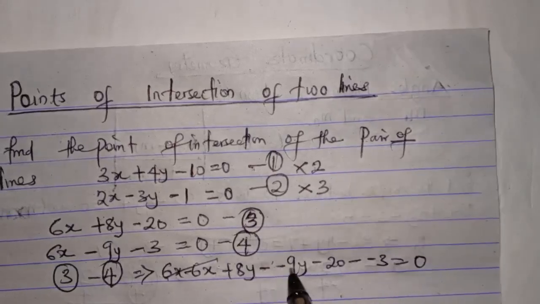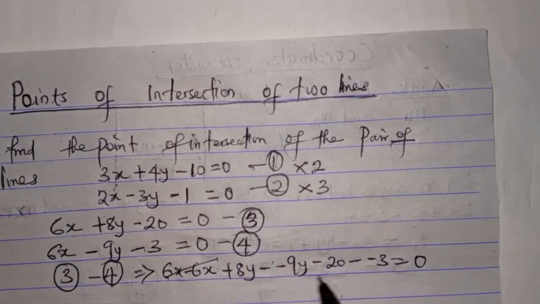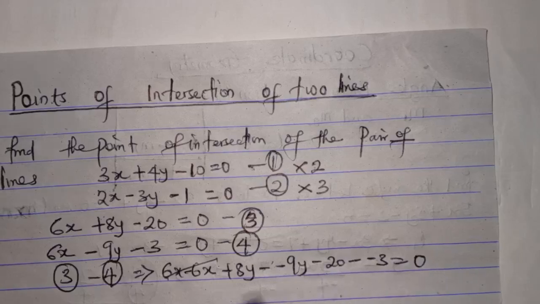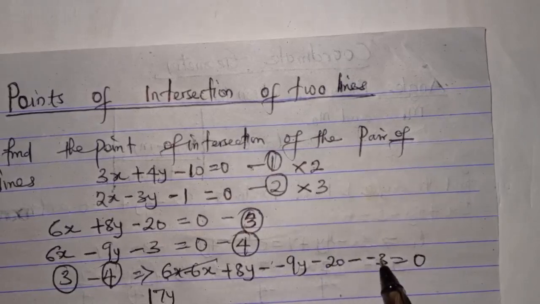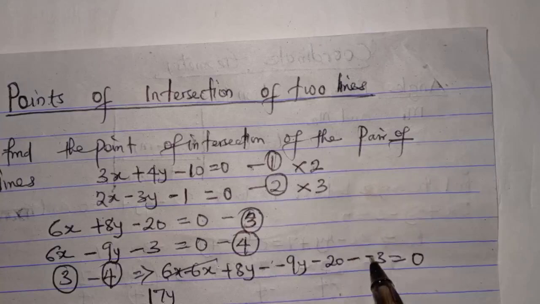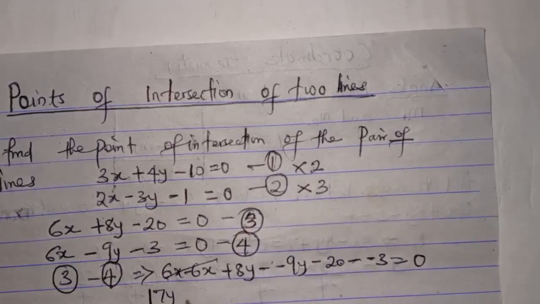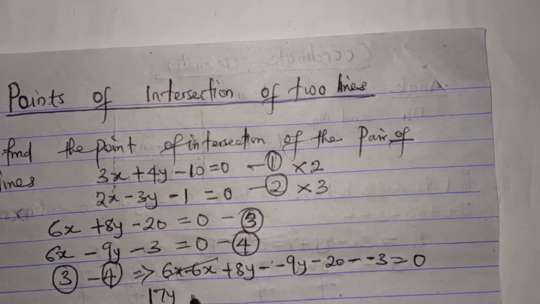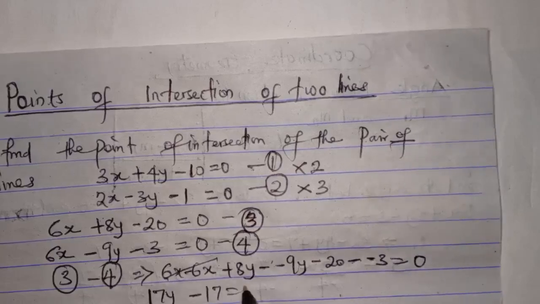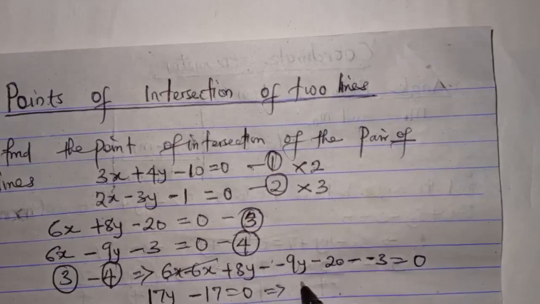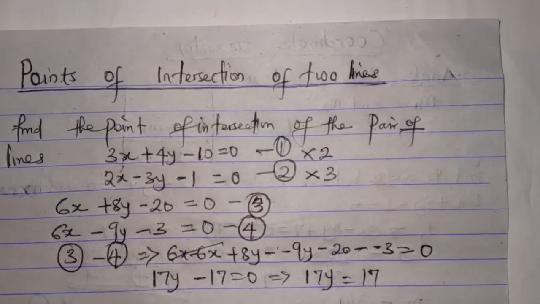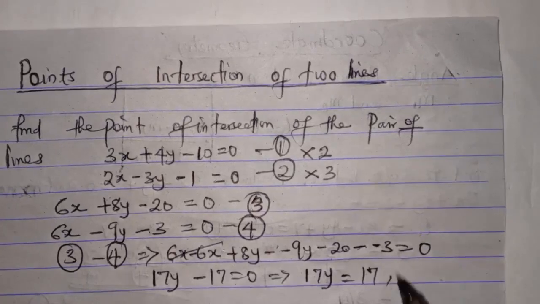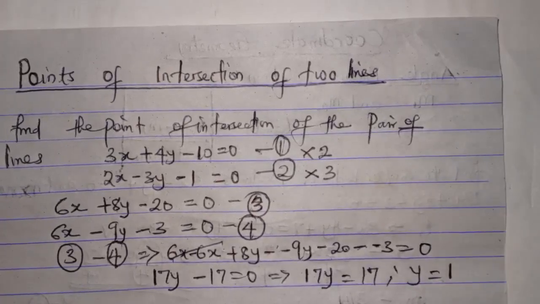So 8y plus 9y, that's 8 plus 9 is 17. Minus 20 plus 3. This plus, actually, minus is a plus. So minus 20 plus 3 is actually minus 17. From which we have 17y is equal to 17. And dividing both sides by 17, y is equal to 1.